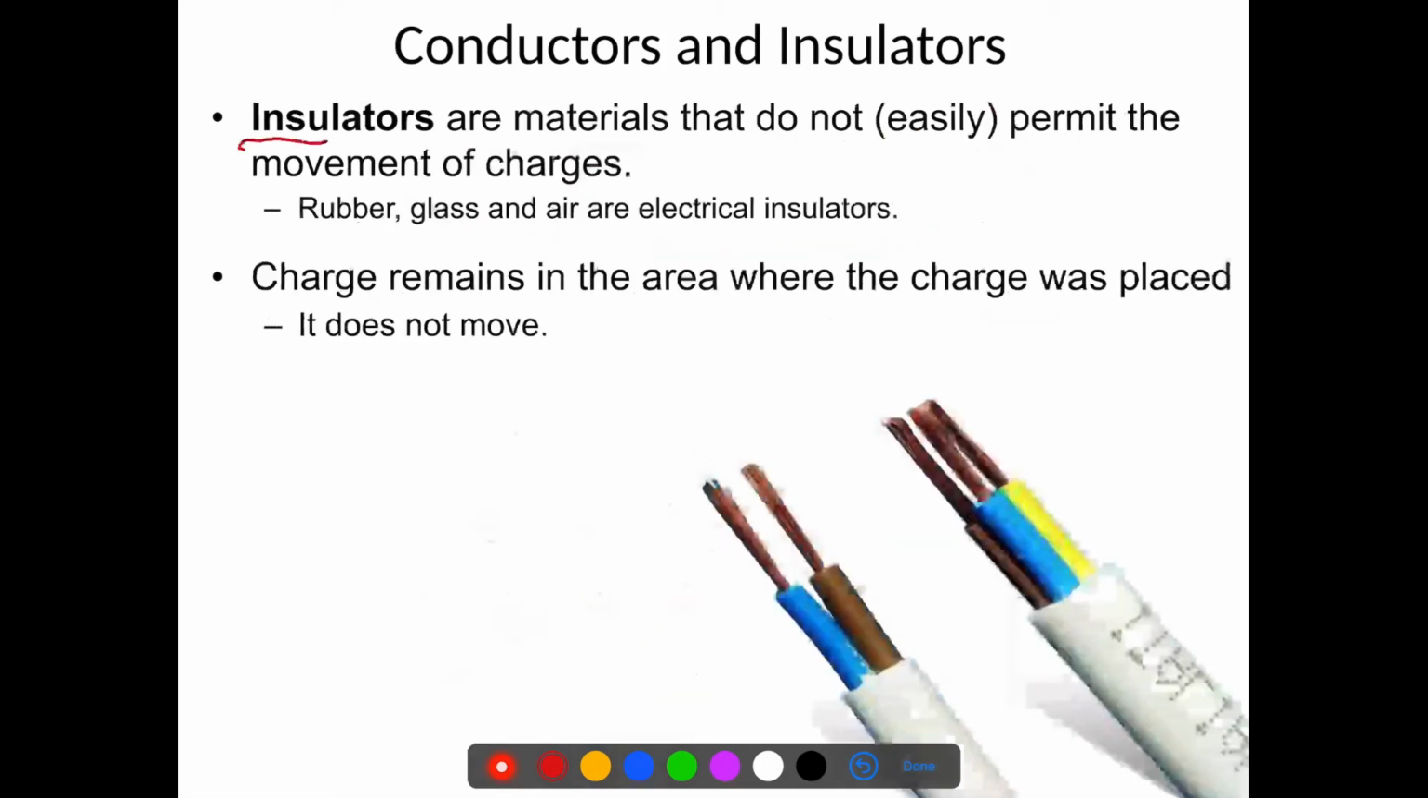The next thing is insulators. Insulators are materials that do not easily permit the movement of charges. Rubber, glass, air, and plastics are electrical insulators. Charge remains in the area where the charge was placed. If you saw me doing the Van de Graaff generator demo with the balloon, you can see that I'm putting all the charges on the balloon, but they're not moving. Otherwise, they would move onto my hand, and sometimes that did happen when I got too much charge. But they normally want to remain in the area where the charge is placed.